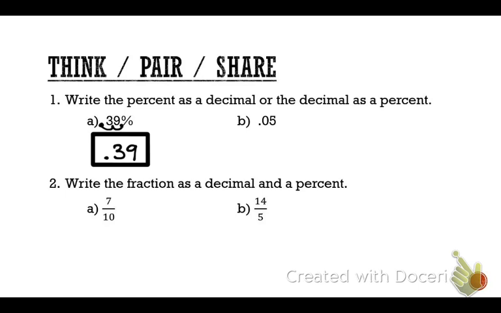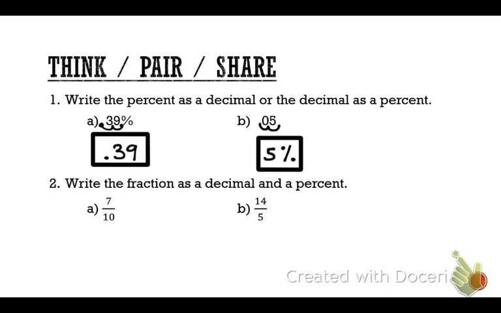Let's go on to the next one. What do I have to do with my decimal point, guys? You have to move it to the right. 2 places to the right. And what do I get? 5%. Remember, because the point is at the end, it's imaginary. You do not have to put it in there, okay?